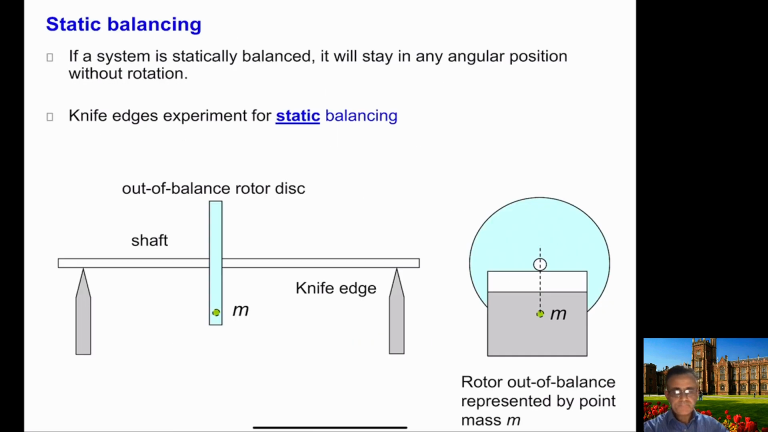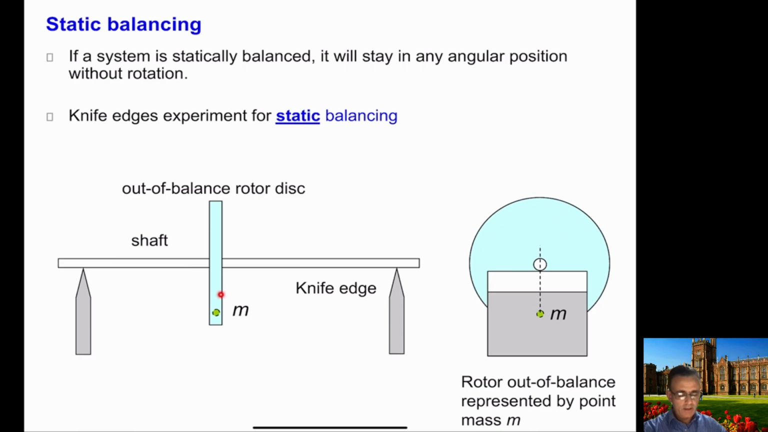Okay, so let us start with static balancing. As we know, if a system is statically balanced, it will stay in any angular position without rotation. So if you consider this simple experiment here, which is the knife edge experiment for static balancing, you have a circular shaft, and a circular disc is attached to this shaft.